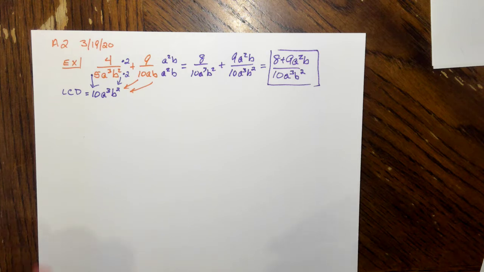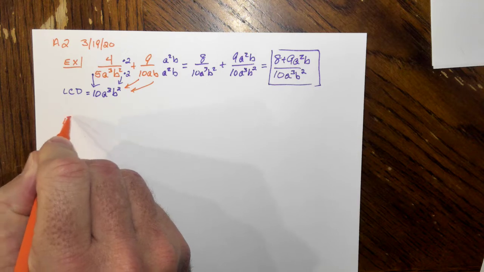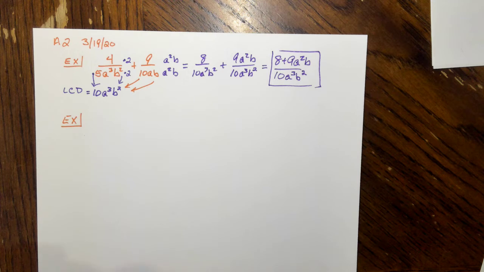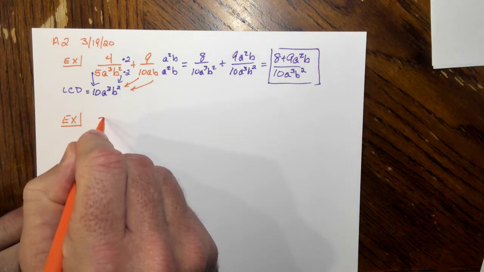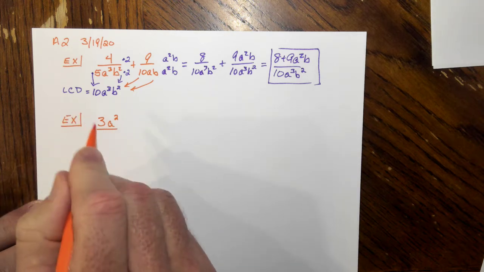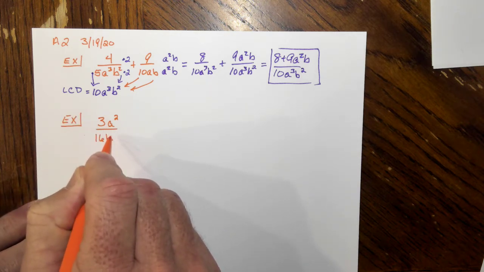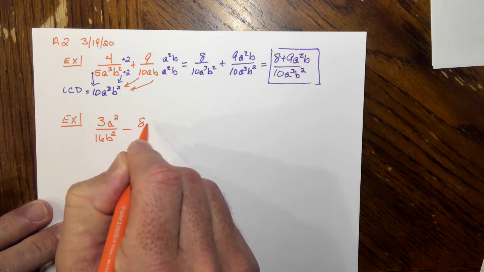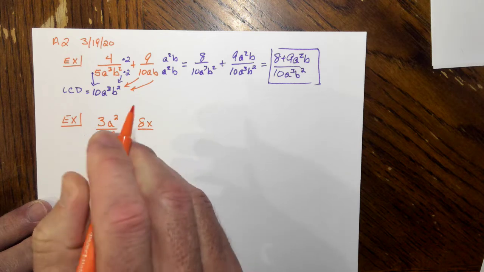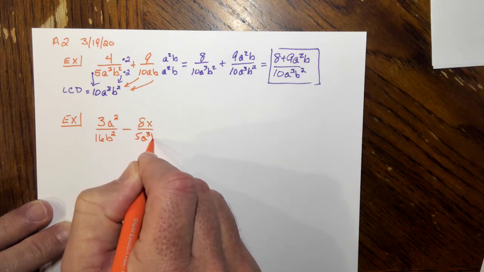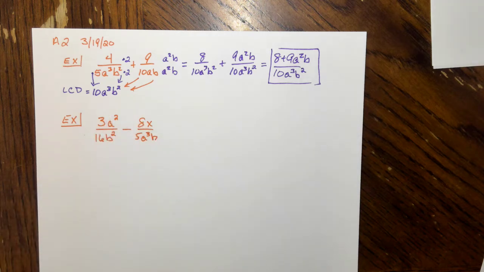All right, let's look at this next example. Here I'm going to give you 3a squared over 16b squared minus, sure, got to get a subtraction problem in here, 8x over 5. Sorry about the writing. Frankie, judging my writing on the video.